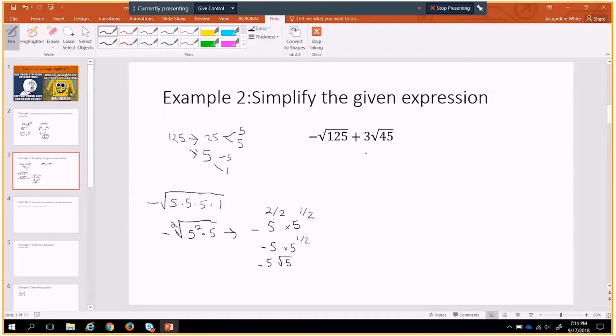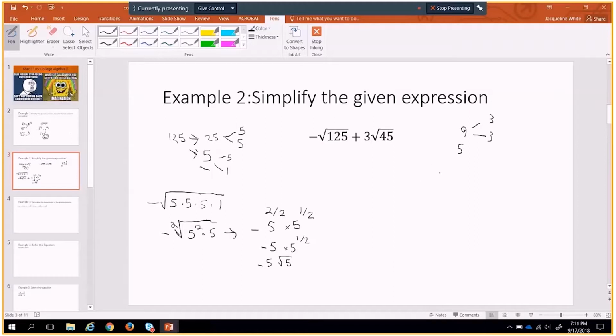So this guy over here, 3 times the square root of 45, we're going to do the same exact thing. The factors of 45 are 9 and 5. And then let's say, what are the factors of 9? That's just going to be 3 times 3. And factors of 5, you already know it from over here, so we don't have to write it again.